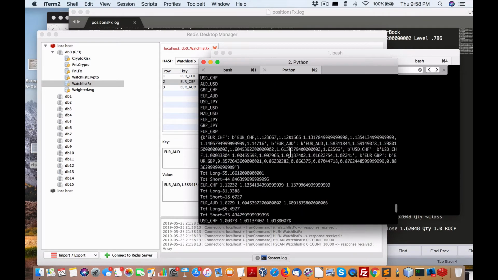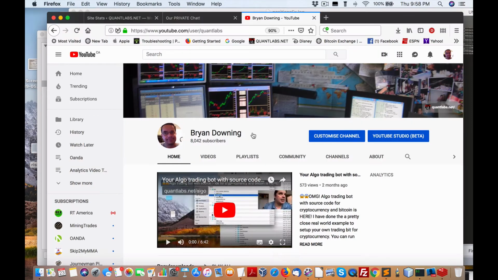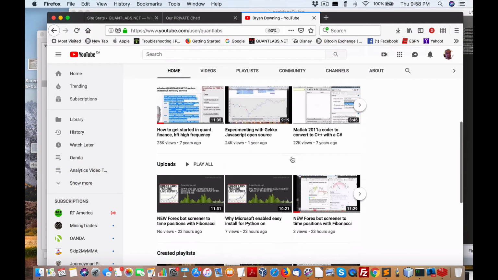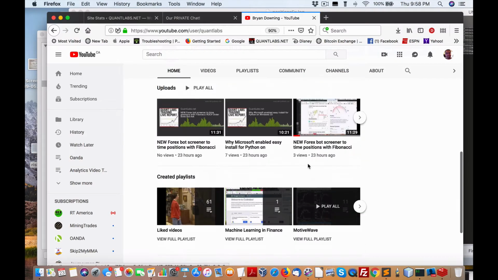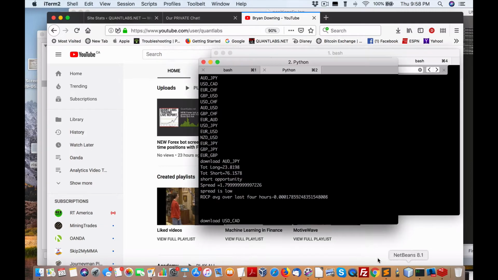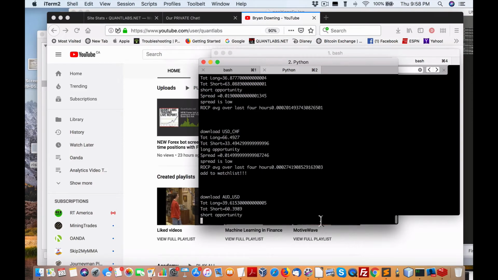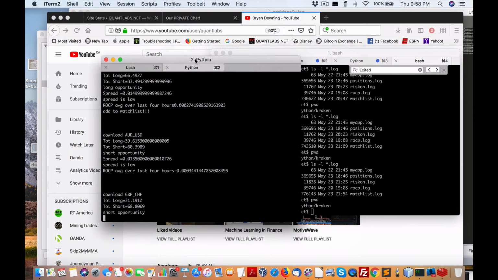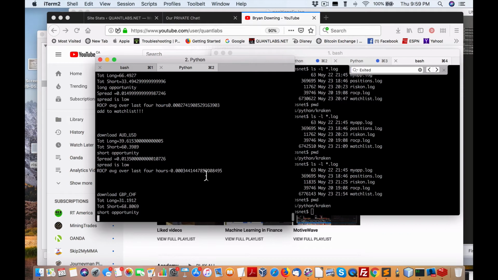First I showed you the screener yesterday, I believe. New forex bot screener, 2 time positions with Fibonacci, ROCP, order book, bid ask. That's the name of that video. So we're using those column indicators. That's what's going on here. Plus we have the watch list, and we also have a position manager that you're probably used to.